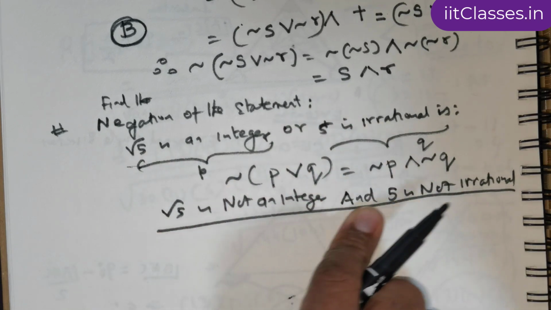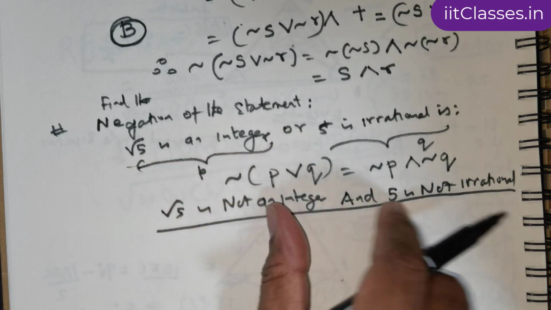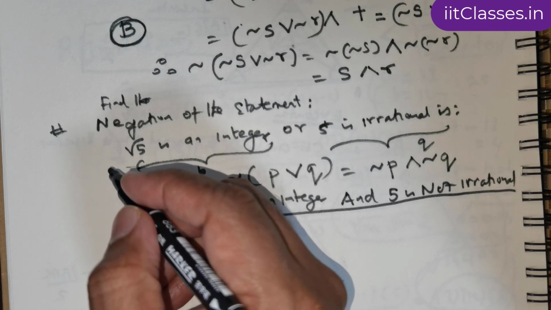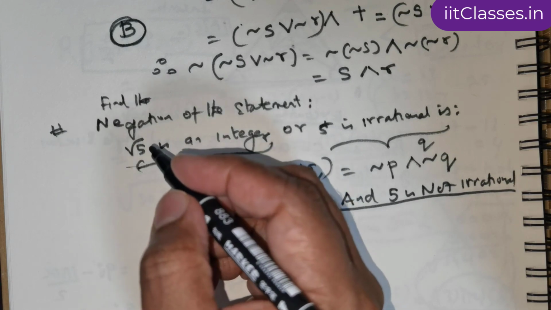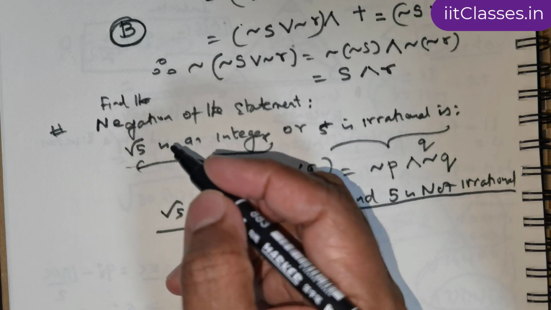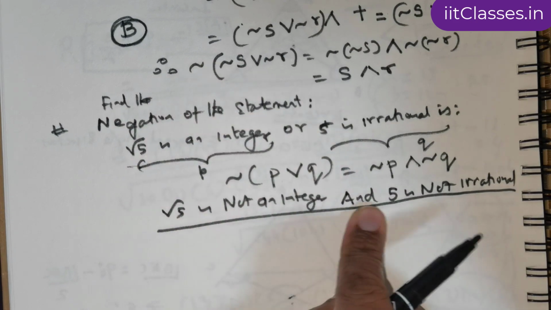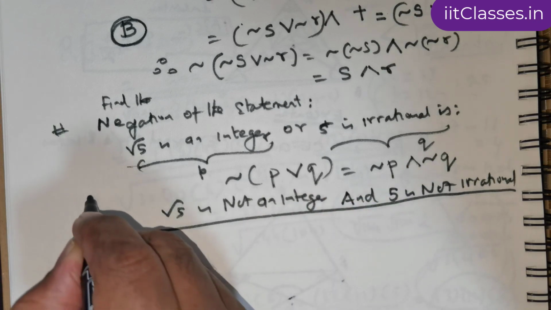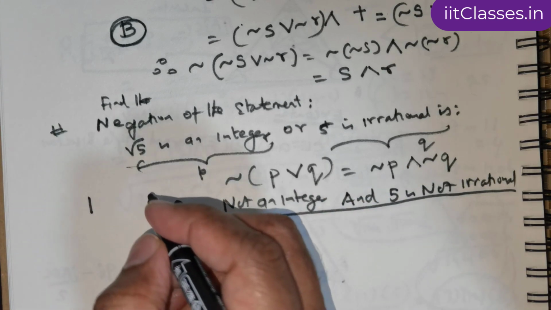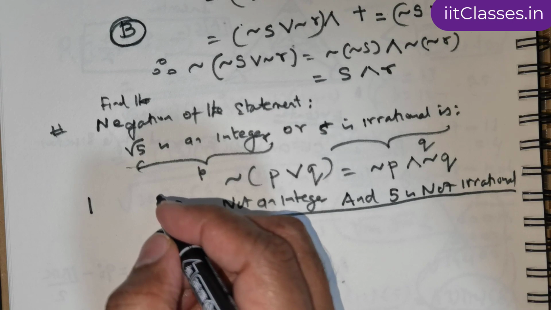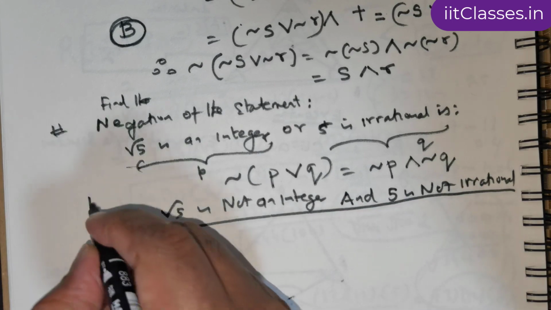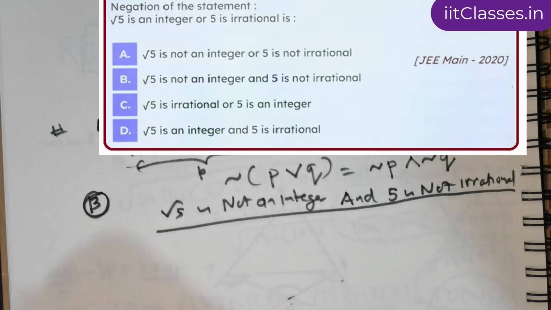So since we have obtained this to be the solution, if you were to go and look at the choices, clearly A says root 5 is not an integer or 5 is not an irrational. So definitely we need to get and. So A is not the answer. And C and D also are ruled out. The only possibility in this case is B, because B clearly states that root 5 is not an integer and 5 is not irrational. So the correct choice for this question is B.